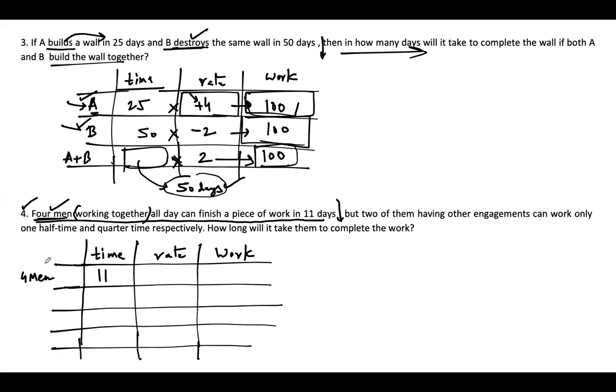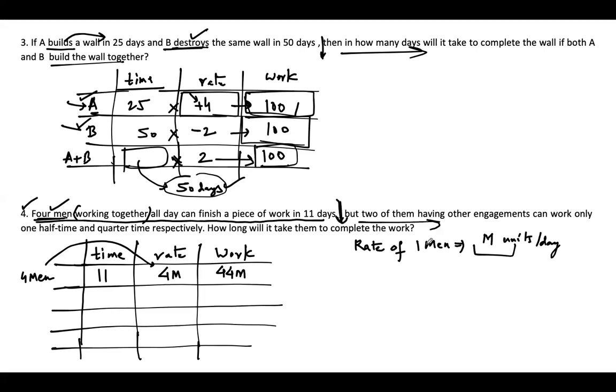So please tell me, do we know the rate of each man? We don't, but we can assume it. Yeah. Rate of one man, you can easily assume it to be 1, but initially you start by saying rate of one man is M units per day. So for 4 men, what will be the rate? 4M. So what will be the work? 44M. Okay.